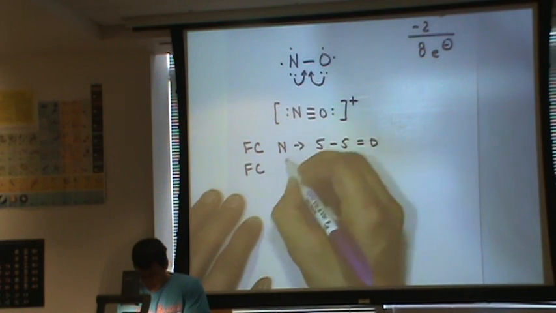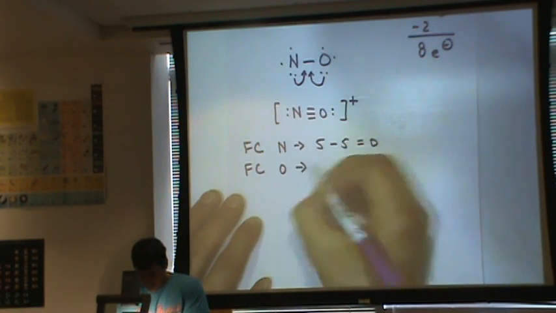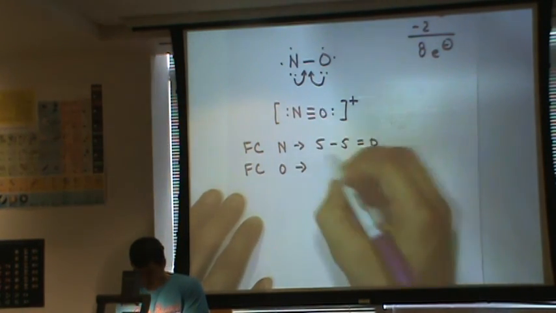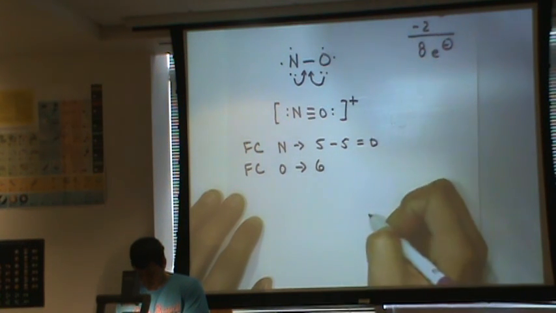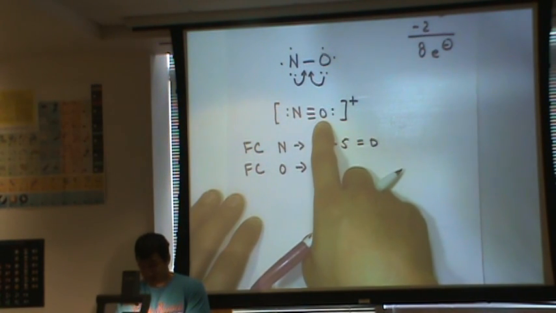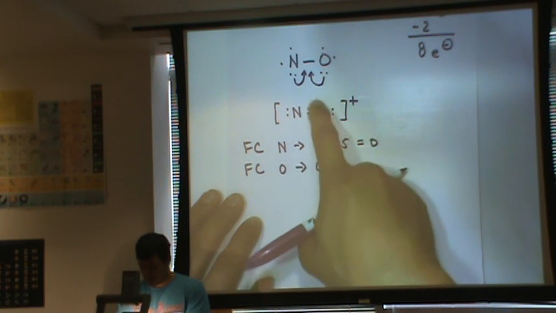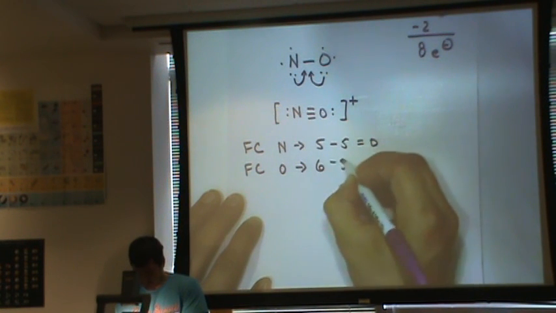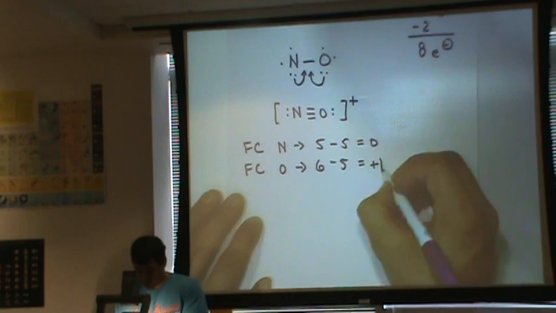Let's do the formal charge of the oxygen atom. Oxygen on its own has 6. And this oxygen atom has 5 things around it. 1, 2, 3, 4, 5. Meaning it has a formal charge of +1.